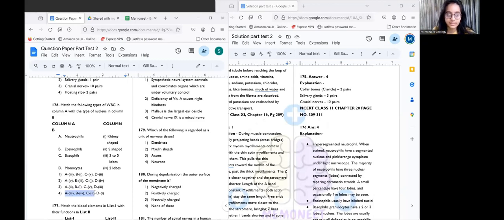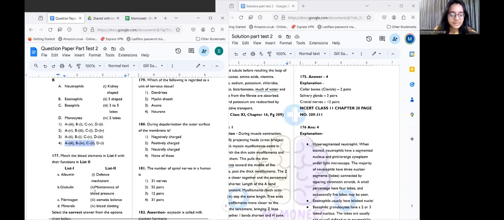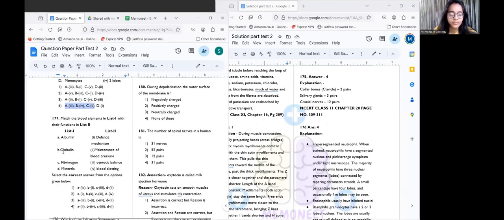So go through the explanation, please. For question 177, albumin, globulin, fibrinogen, and minerals. Match the following type question. This one is for list 1 with the functions present in list 2.